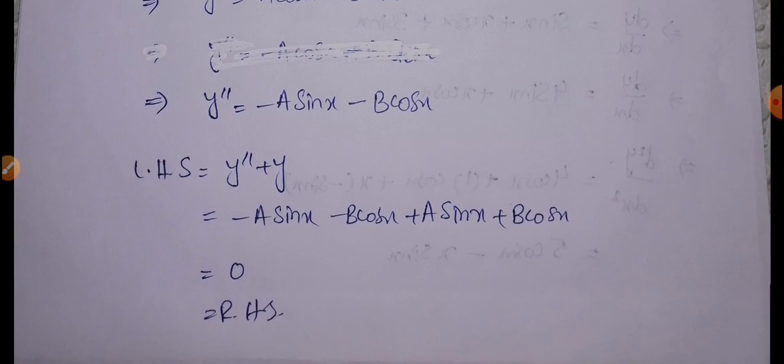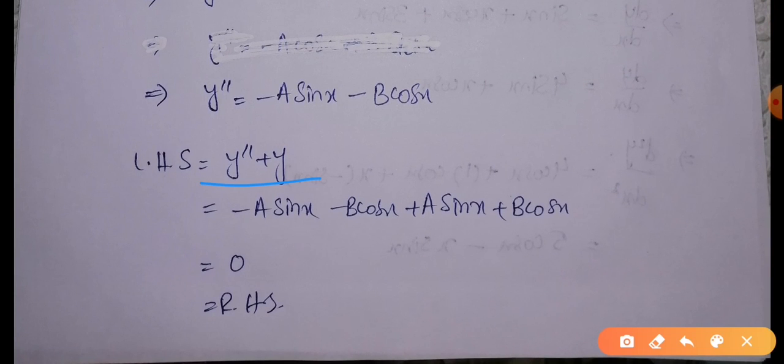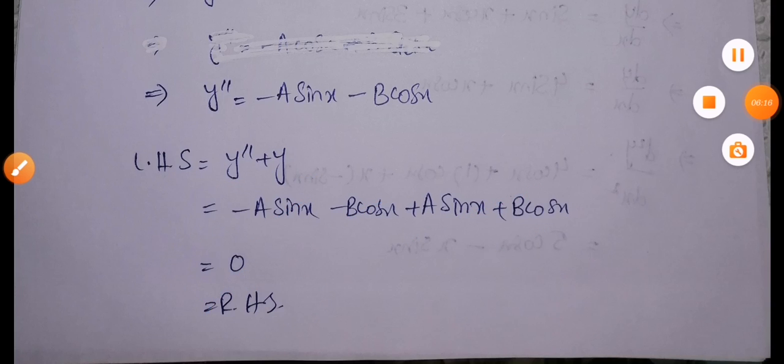When we have to prove it to be the solution of the given equation, we are going to insert the values. The left hand side is y double prime plus y, and you can see that these terms will cancel out, and the final answer is equal to 0, which is equal to the right hand side that we have to prove.